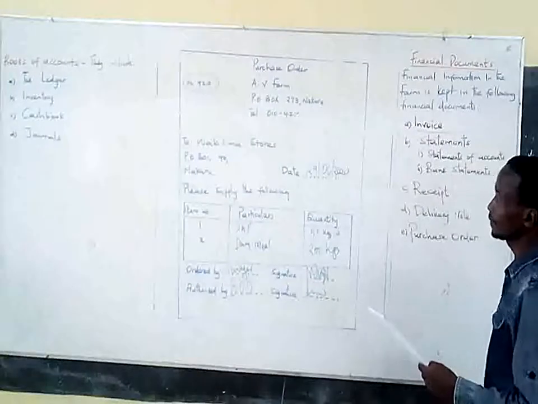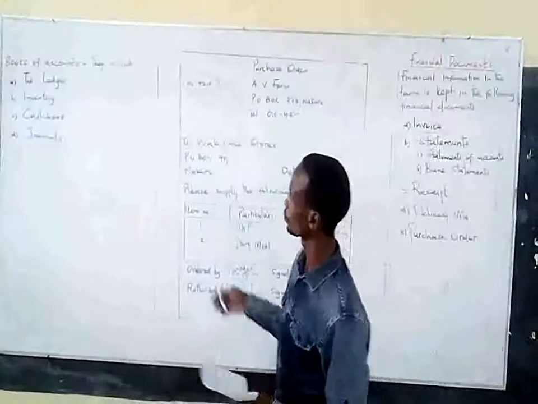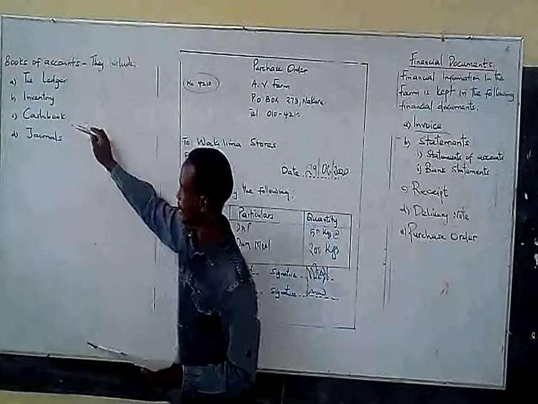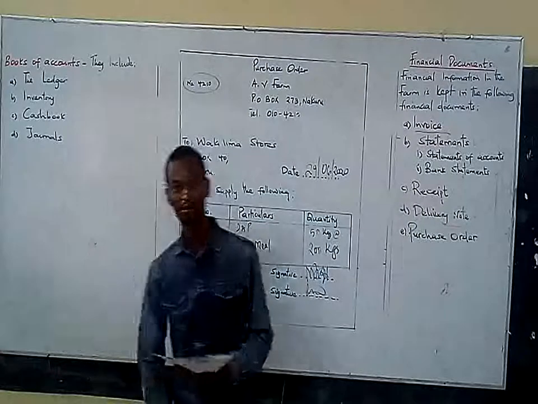That's all for today. Dear learner, in our next lesson we are going to look at books of accounts, which include the ledger, the inventory, the cash book, and then finally the journals.